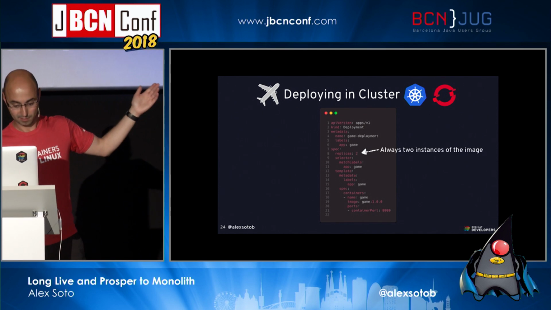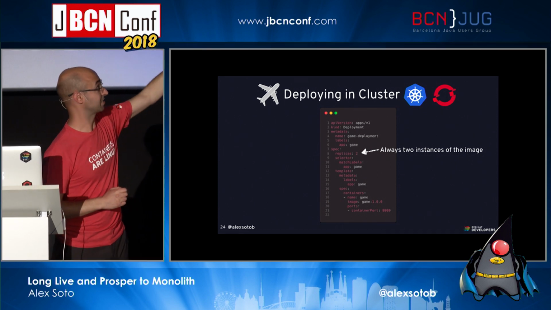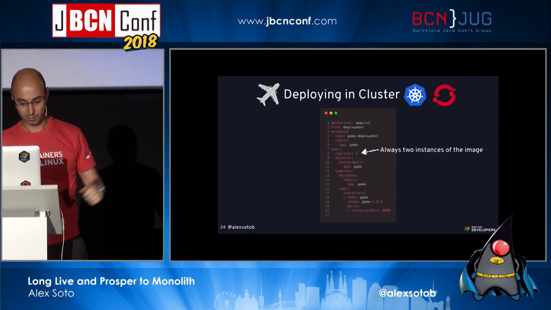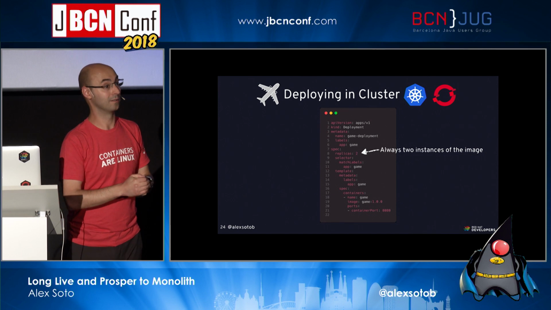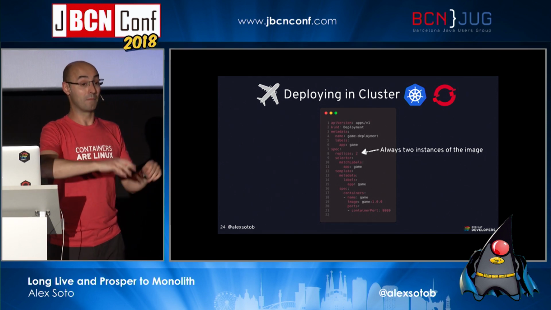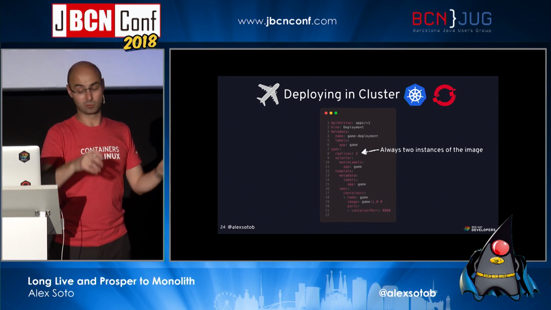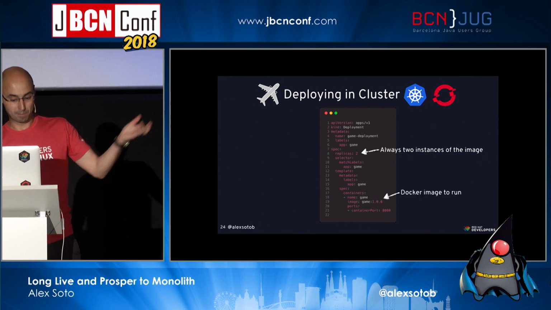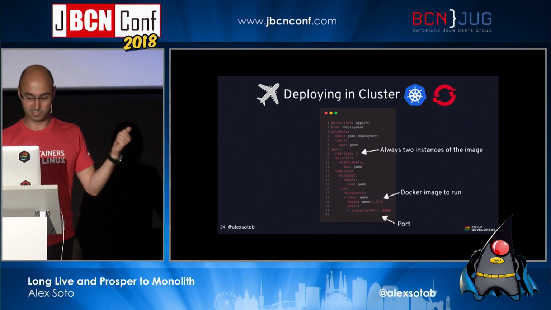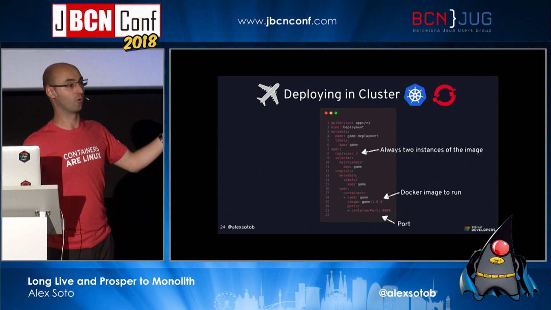You just set, in my case, replicas equal to 2, and that's all. And this will make my application service replicated twice. And here I put the container image, and this is the port. And I can do exactly the same for my database.